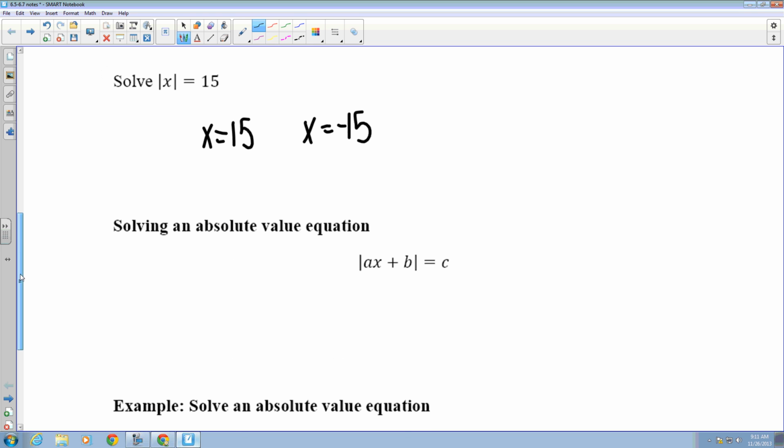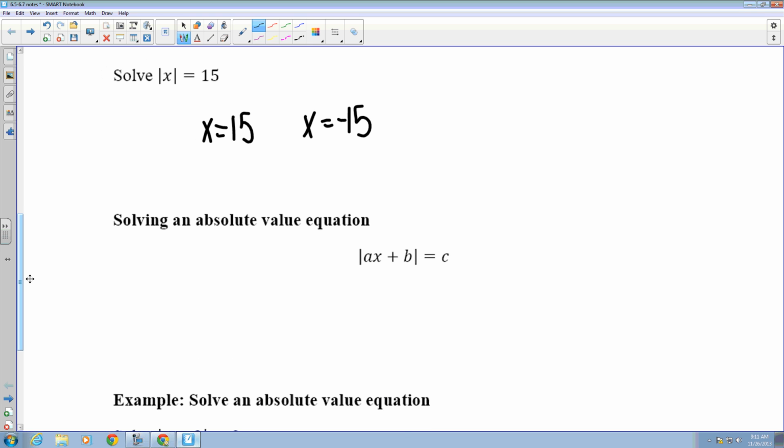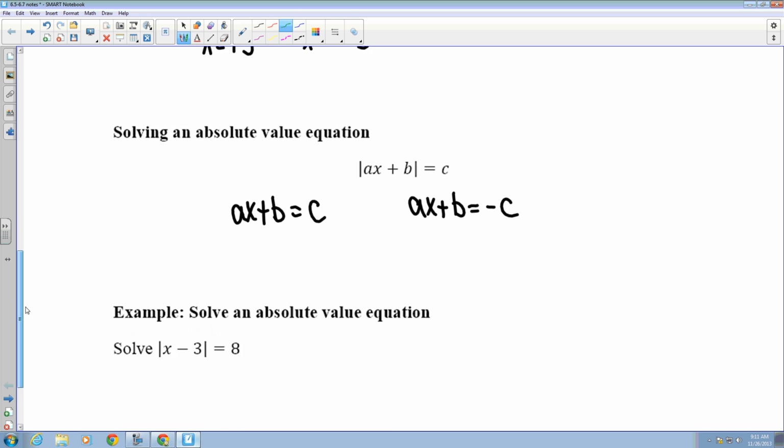Okay, so if we have an absolute value equation where we have more than just x in the absolute value symbol, you're going to take your ax plus b, set it equal to c, and set it equal to negative c. And then you're going to have to solve it for x.